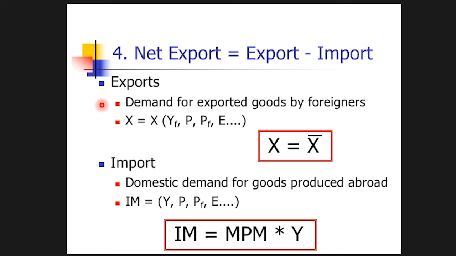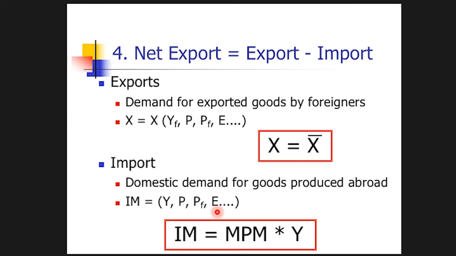The last one is net export. Export is the demand for exported goods by foreigners. It depends on foreigners' income, the difference between domestic price and foreign price, converted with the exchange rate. All these variables are given and exogenous, so we have export as exogenous or predetermined, X bar. Import is the domestic demand for imported goods, goods produced abroad. It depends on domestic income, the difference between domestic and foreign price, and also the exchange rate.